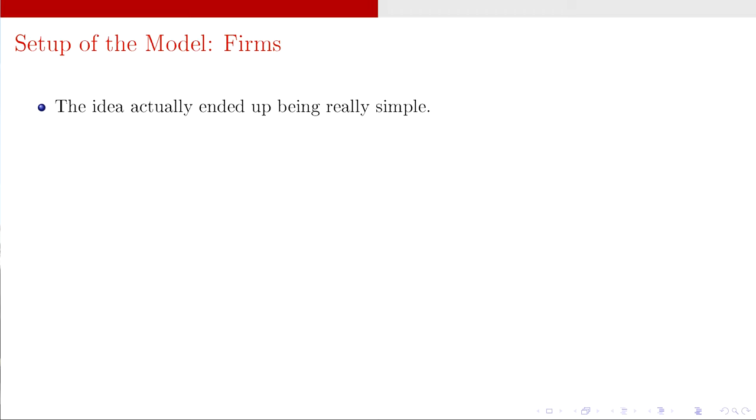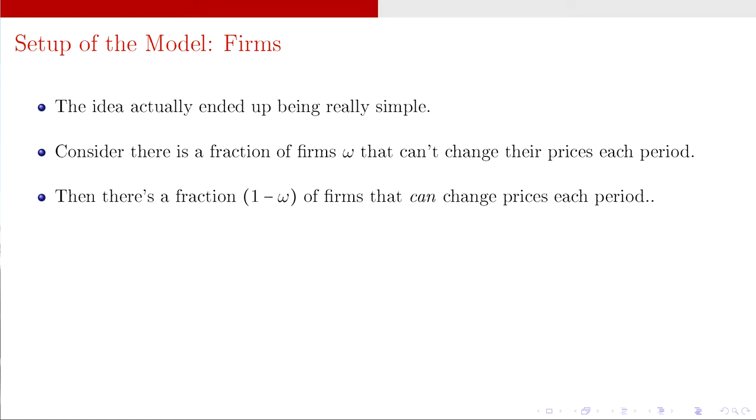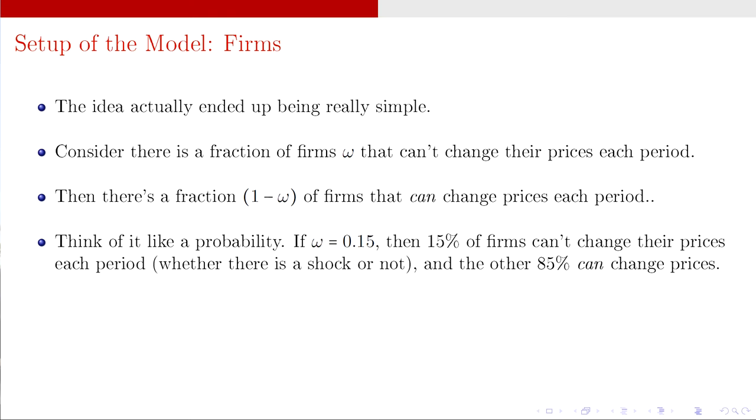And the idea actually ended up being pretty simple, which is good for everybody. It was good for them because it was easy for them to model, and it's good for us because it's easy for us to understand. Consider there is a fraction of firms, omega, where omega would be between 0 and 1, that can't change their prices each period. Therefore, there's a fraction, 1 minus omega, of firms that can change their prices each period. So because omega is bound between 0 and 1, where omega plus 1 minus omega is equal to 1, if, say, omega is 0.15, then 15% of firms can't change their prices each period, whether there's a shock or not. The other 85% can change their prices.